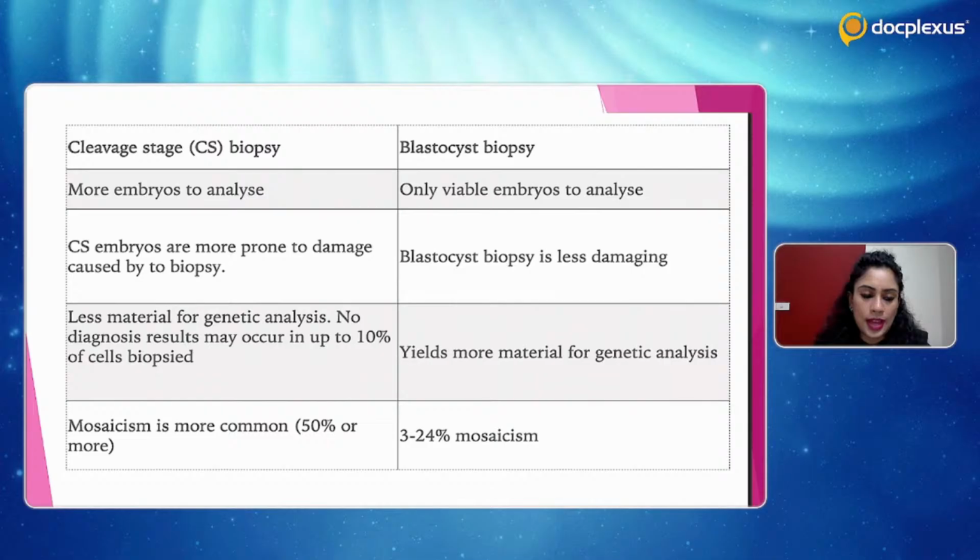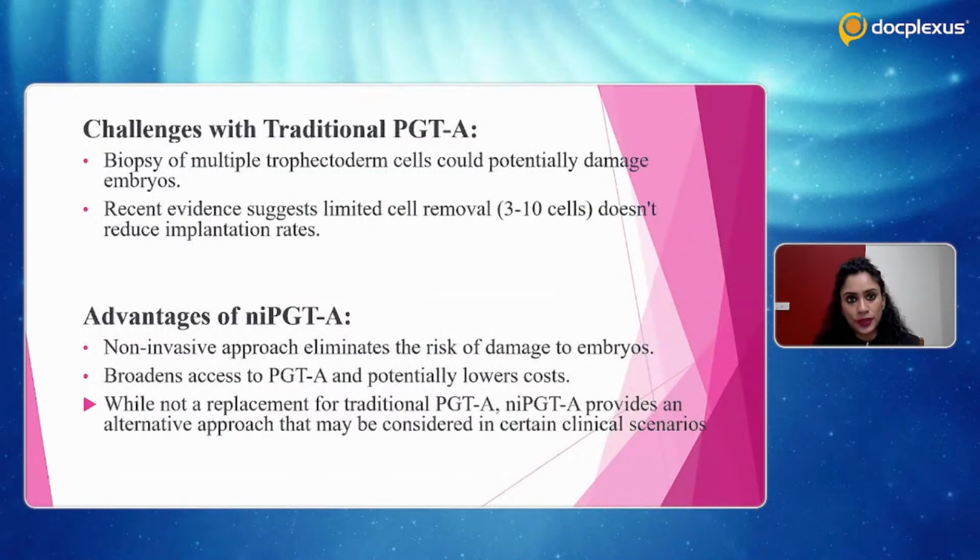Cleavage stage biopsy has less material for genetic analysis. No diagnosis results may occur if up to 10% of cells are biopsied. With up to 10% of the cells biopsied, we may not even get a diagnosis. Whereas the blastocyst biopsy has more genetic material and we can have a better analysis. Then mosaicism is definitely more common in the cleavage stage biopsy, whereas only about 3 to 24% mosaicism is seen in the blastocyst stage. But what about the traditional PGT-A?